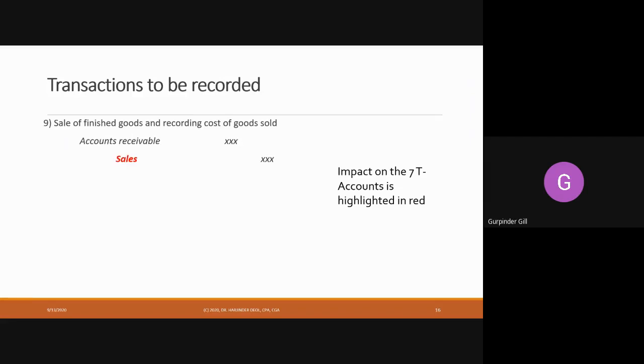One is to set up our accounts receivable and credit the sales account, which is tied to your selling price. But on the other hand, we also have to adjust our cost of goods sold and our finished goods inventory account. So cost of goods sold is debited and finished goods is credited. So we are bringing down our finished goods inventory because these goods have been sold and they are not available anymore.